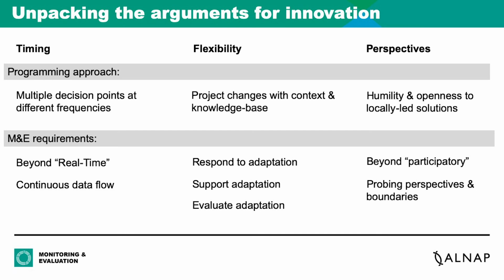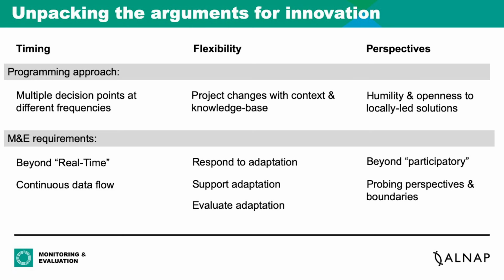The second argument for innovation is the one that comes from flexibility. So understanding now that projects change as contexts evolve, and understanding that projects change as our knowledge base evolves, as we come to understand what works and what doesn't, then we need to accept that programming itself will have to become flexible and more adaptive in the future. If that's to happen, there's been a series of calls over the last 2-3 years for M&E systems to respond to that. So that means responding to adaptation. So here we're talking about conducting M&E in a situation where the original terms of reference or the original theory of change for the program no longer really strictly applies. So how can M&E systems have something useful to say there?